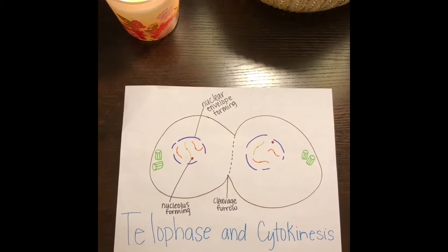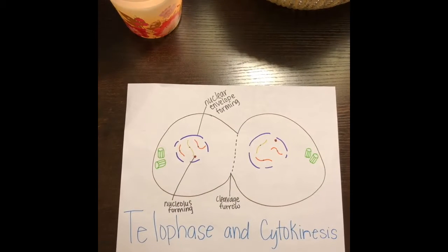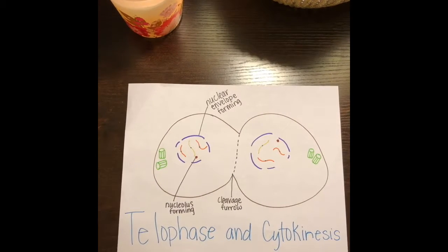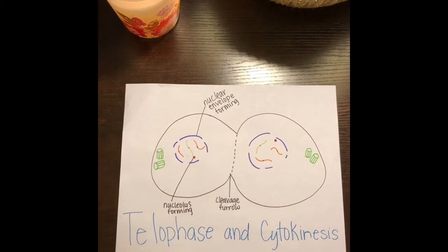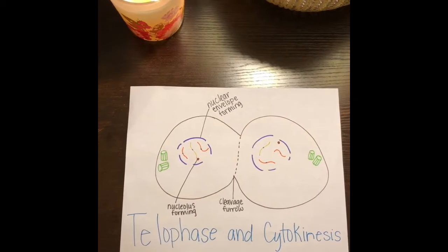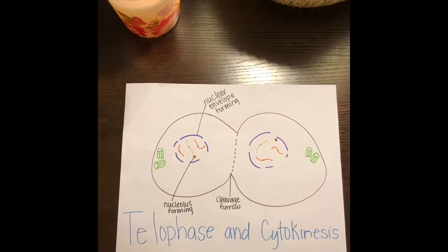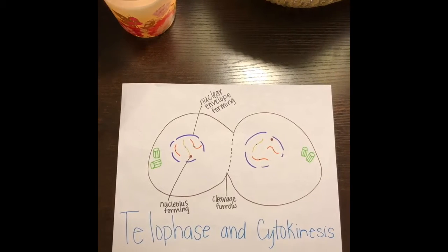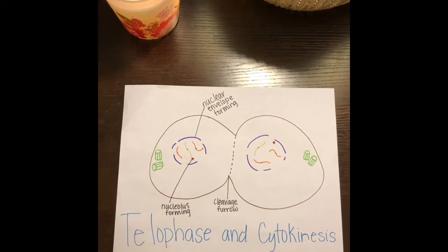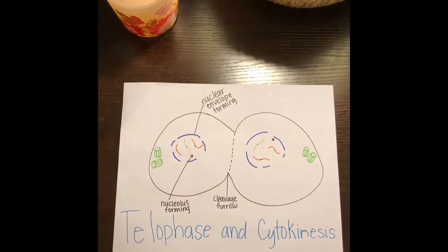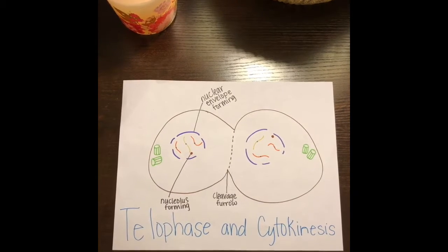This is where you can distinctively see the cleavage furrow. A cleavage furrow is the pinching of the parent cell until it separates into two cells. This only happens in animal cells. Plant cells would rather form a cell plate which extends from the middle or metaphase plate outwards across the cell.